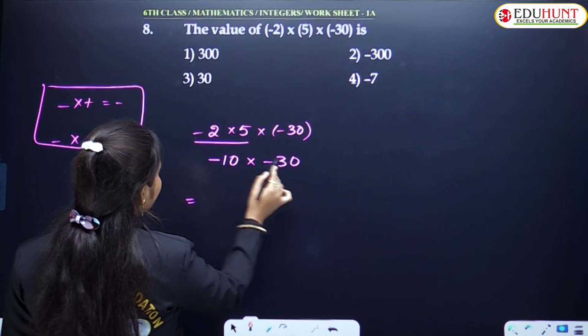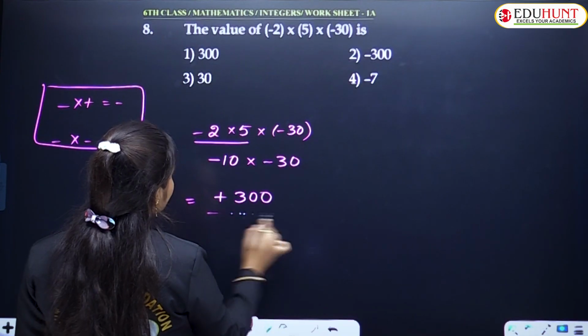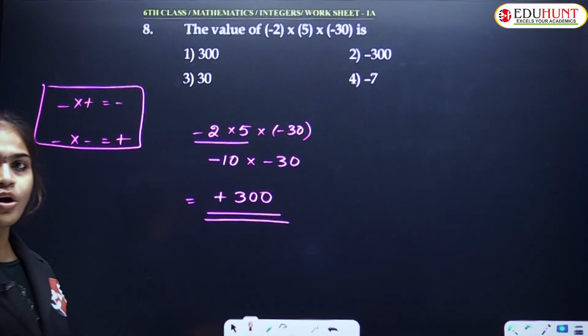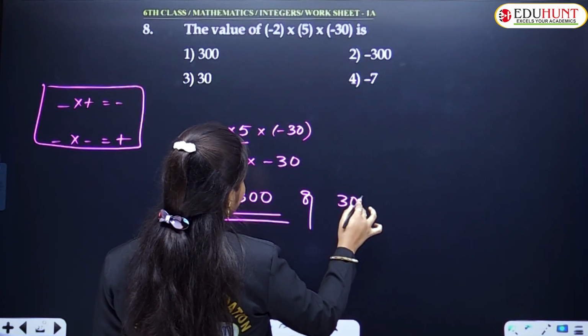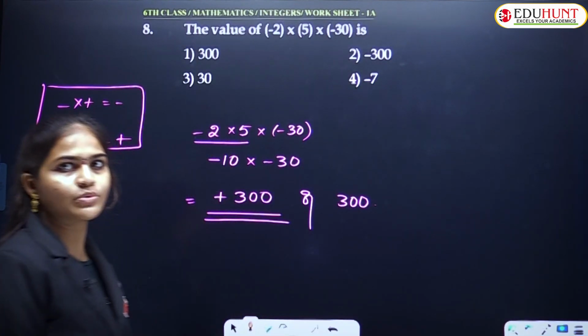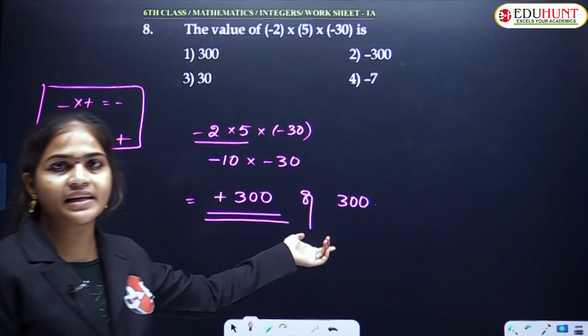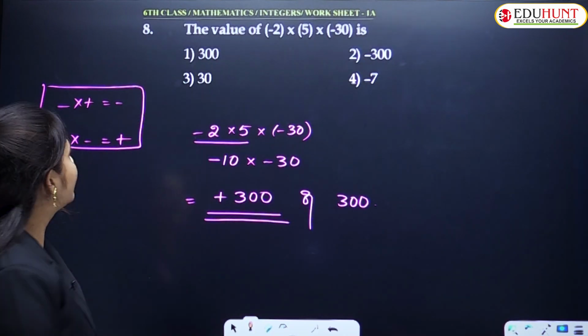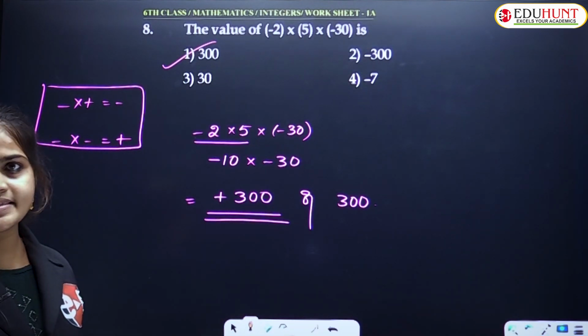So minus into minus is a plus. 10 into 30 is equal to 300. So the answer is plus 300. Or else, without writing that plus, you can also write it as 300. No need to keep that sign for positive numbers. If you didn't write anything before that number, take it as positive only. Understand? 300. So which option is correct here? Option 1, 300 is correct.